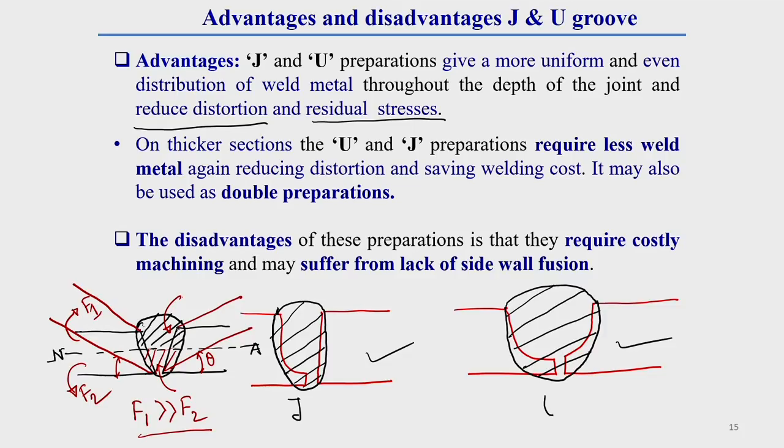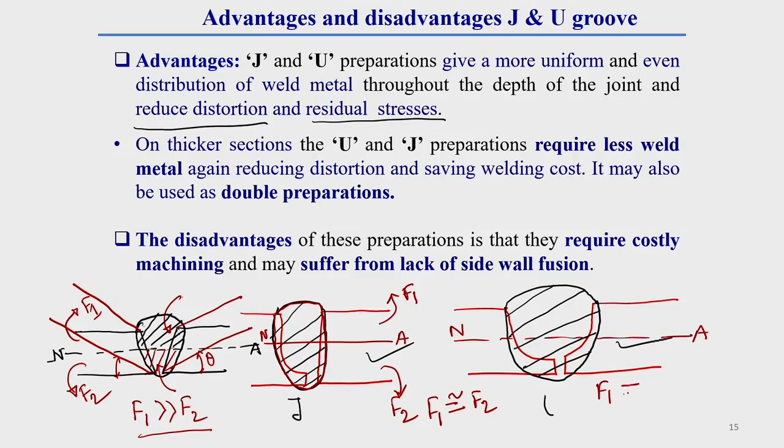But in case of J or U group, one thing you can easily see is that the neutral axis for a butt joint passes through almost the middle of the thickness of the plate. Due to this uniform distribution of weld material through the thickness of the plate, the top side and bottom side molten material deposition about the neutral axis is almost the same. So whatever shrinkage forces F1 and F2 are generated, F1 and F2 are almost equal. In the U group also, due to this uniform distribution of weld material deposition, F1 is almost equal to F2.